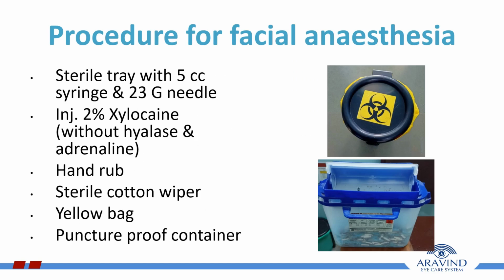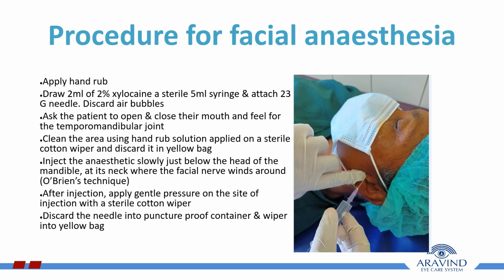Procedure for facial anesthesia. Consumables include a sterile tray with 5 cc syringe and 23 gauge needle, injection 2% xylocaine, hand rub, sterile cotton wiper, yellow bag, and puncture-proof container. Procedure includes: apply hand rub, draw 2 ml of 2% xylocaine in a sterile 5 ml syringe, and attach a 23 gauge needle. Discard the air bubbles.